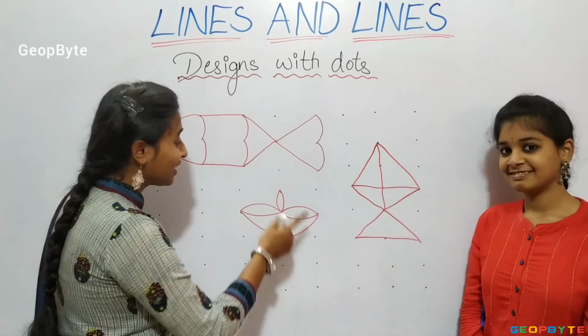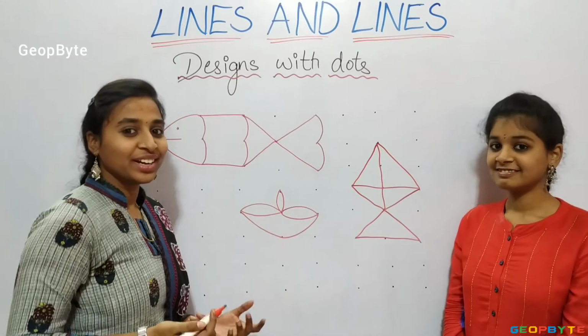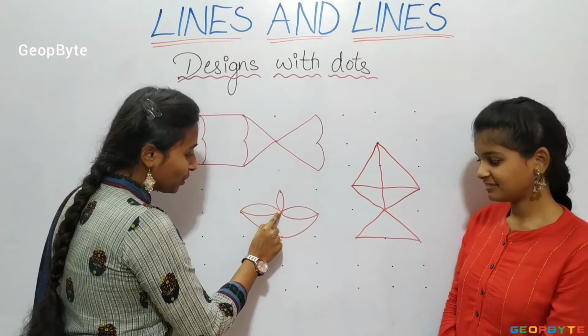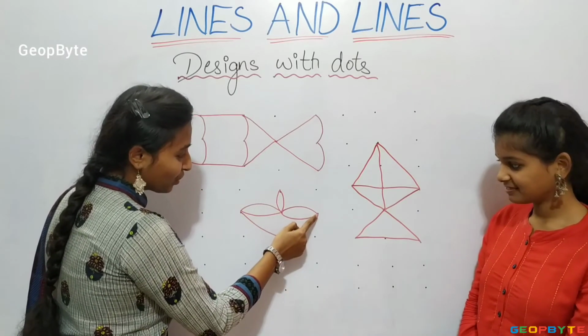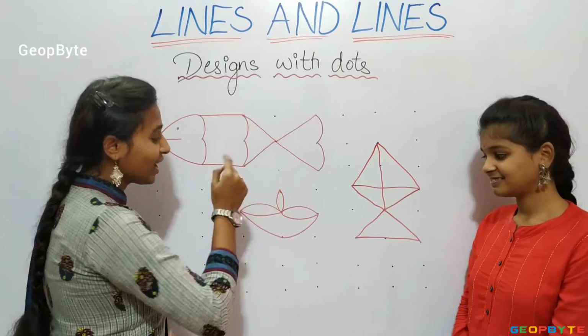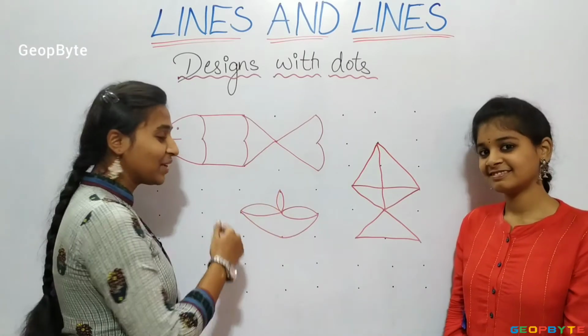See kids, Diya is full of curves. 1, 2, 3, 4, 5, 6, 7. Total 7 curves.